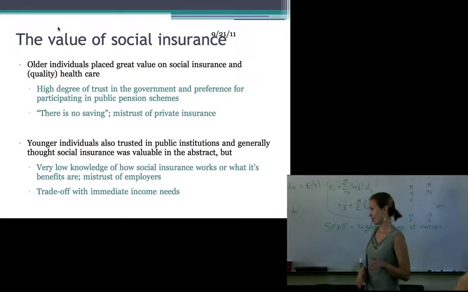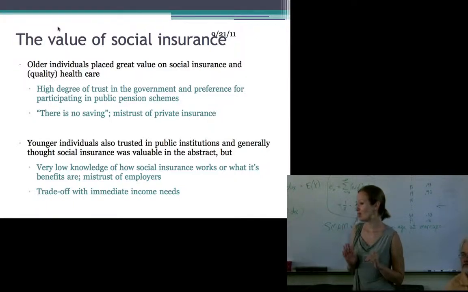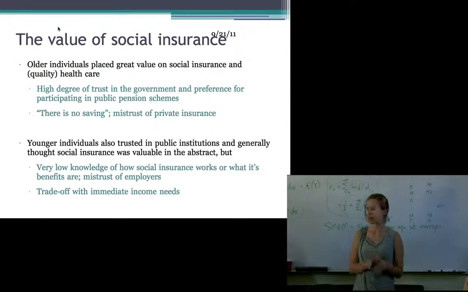They have no trust in private insurance. Private insurance is fairly new in Egypt. People absolutely do not trust that a company is going to give them their money back. So they all think that the public sector is really the way to go. It's reliable, it's secure, it will always be there.